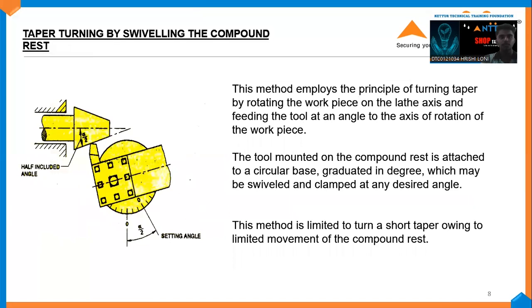Taper turning by swiveling the compound rest method. This method employs the principle of turning a taper by rotating the workpiece on the lathe axis and feeding the tool at an angle to the axis of rotation of the workpiece. The tool mounted on the compound rest is attached to a circular base graduated in degrees, which may be swiveled and clamped at any desired angle. This method is limited to turning a short taper owing to the limited movement of the compound rest.